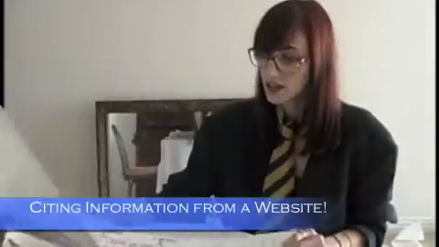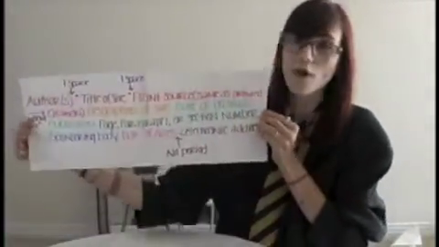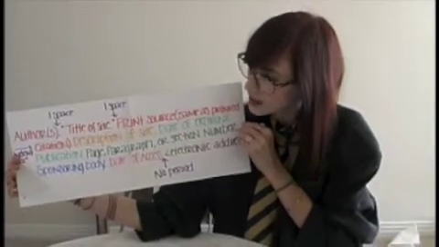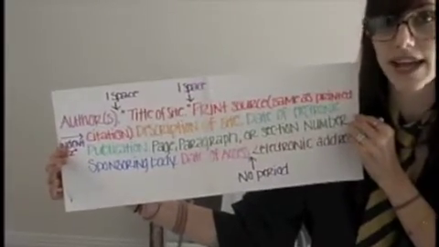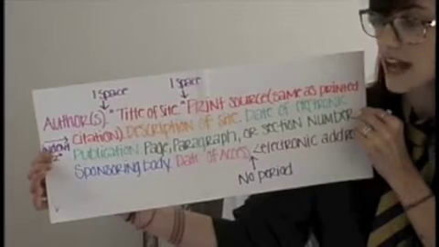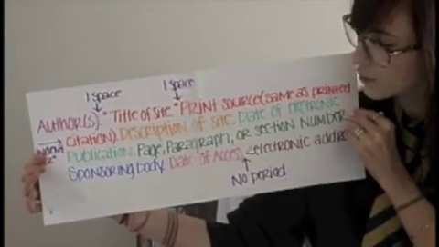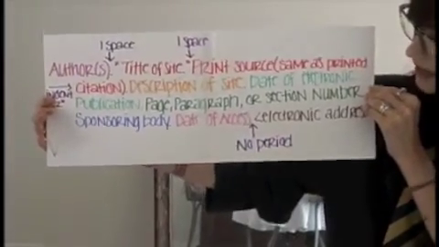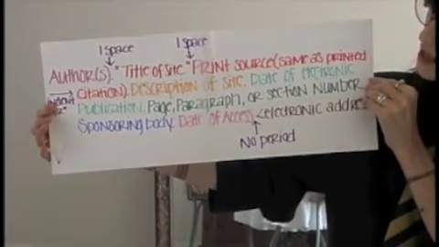So there we go. Now we're going to do citing a website. Here's the format for that. It looks a little intimidating, but it's really quite easy. First you put the author or authors with a period, just like the first and second. Then you put one space. Then you put the title of the site in quotations, ending with a period. Then you put one space. After, you put the print source, and that is the same printed citation with a period and one space.